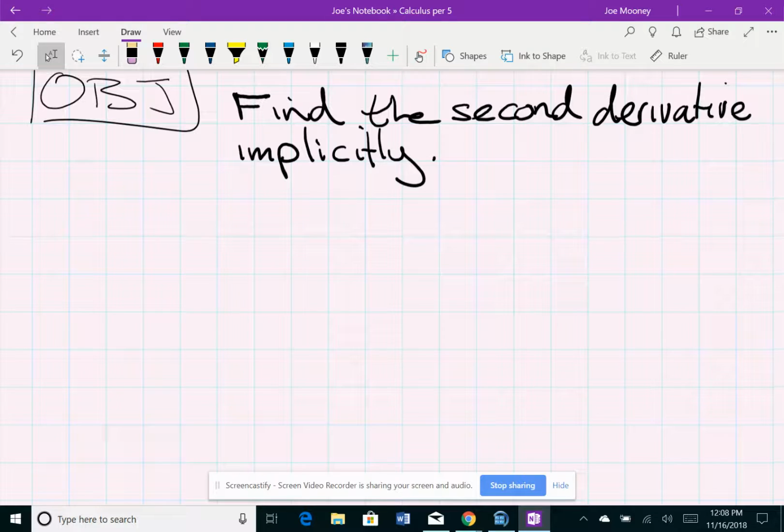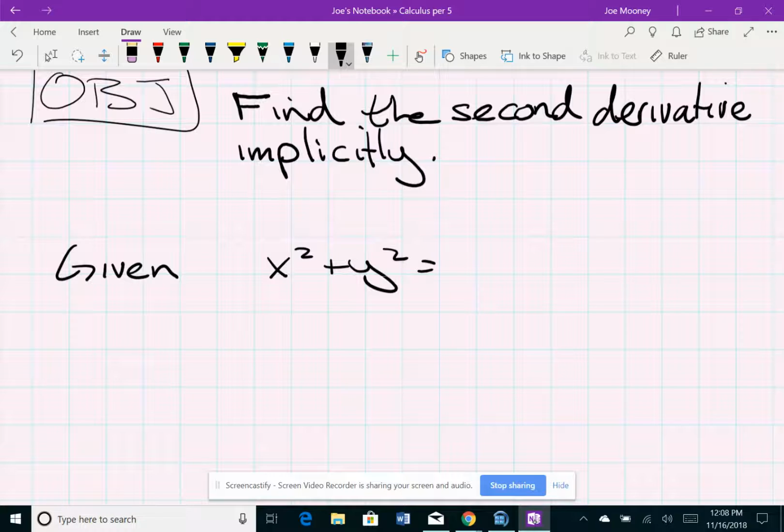The function I'm going to give you, let me just give it to you right now. Given x squared plus y squared is equal to 49, I want you to find d2y over dx squared. So find the second derivative of that.